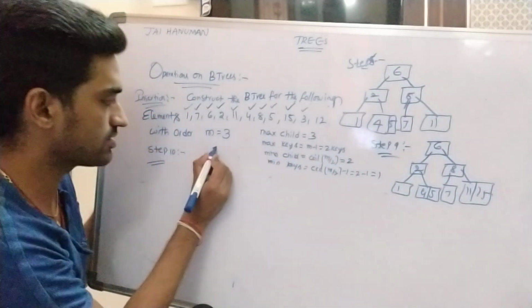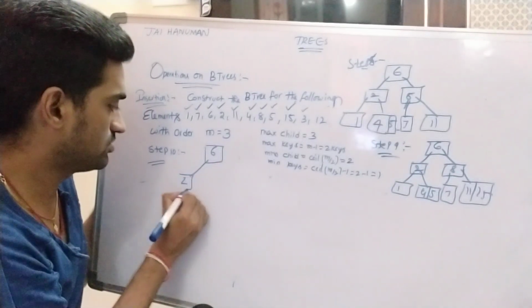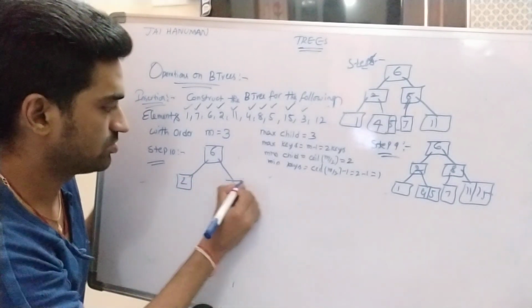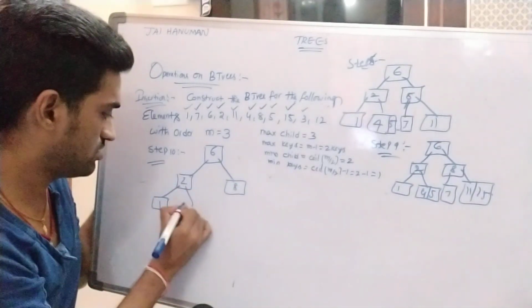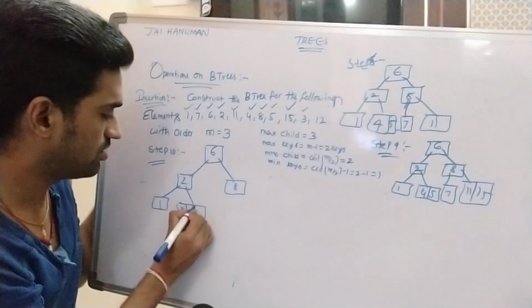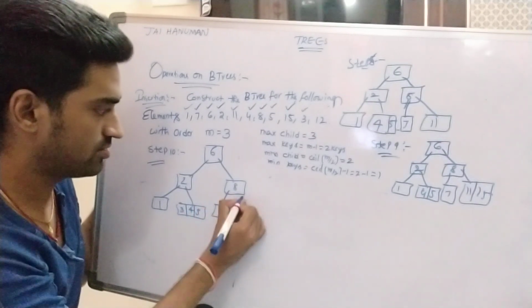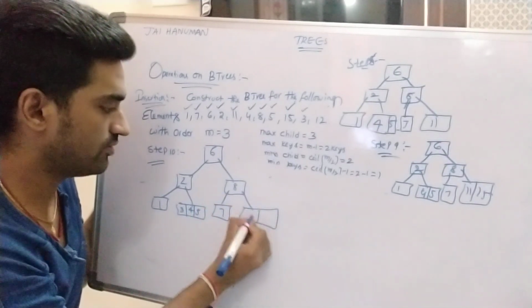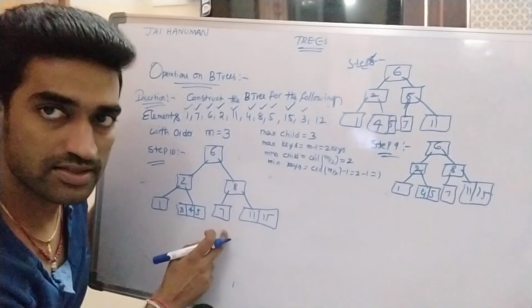Now the tree becomes like this: 6, 2, 8, 1. So here I am inserting 3: 3, 4, 5, 7, 11, 15. Now check whether the tree satisfies the B tree properties or not.